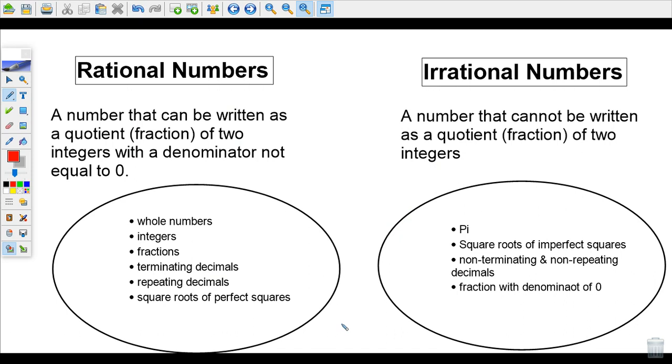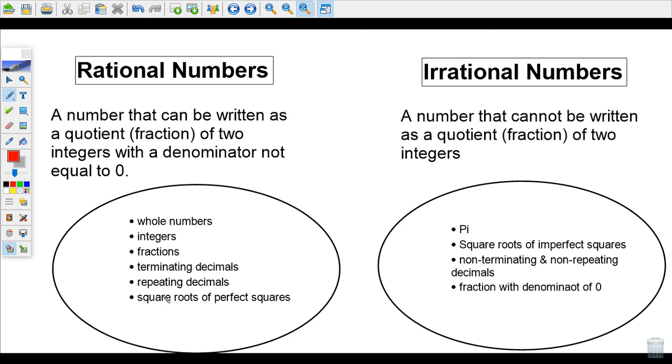Rational numbers are numbers that can be written as a quotient or as a fraction of two integers. So an integer in the numerator, an integer in the denominator. That does mean it can be negative, but it has to be two integers, and the denominator cannot equal 0. Examples of this would be whole numbers, integers, positive and negative whole numbers, fractions with integers in the numerator and denominator, terminating decimals, decimals that stop, and repeating decimals, decimals that have a digit or multiple digits that repeat over and over and over again.